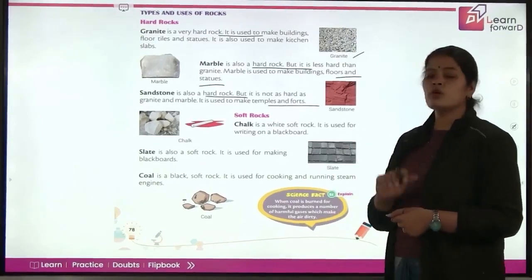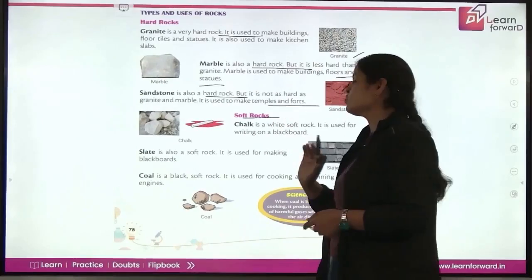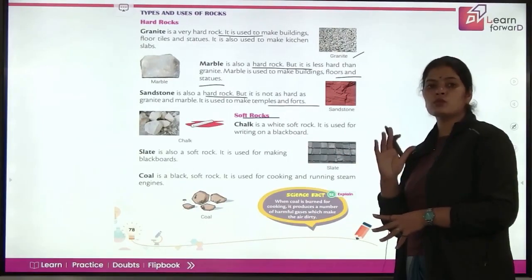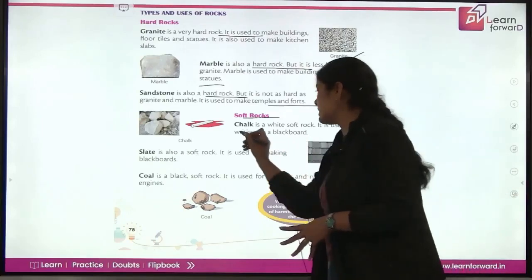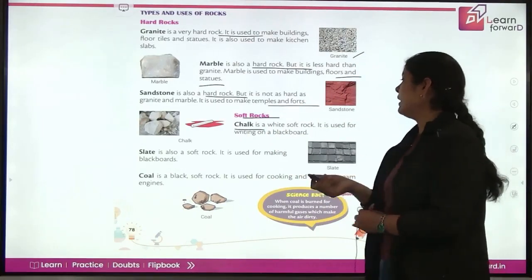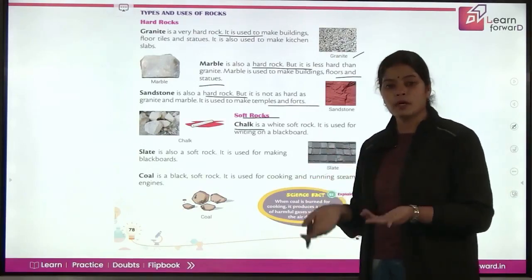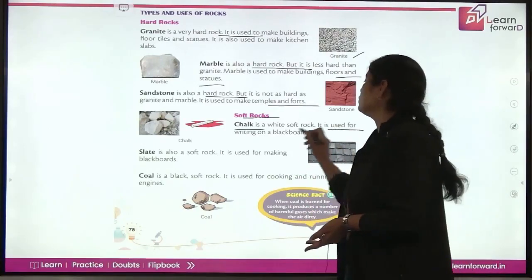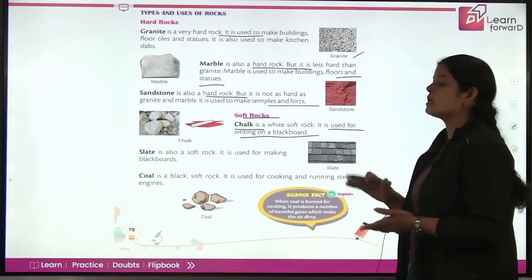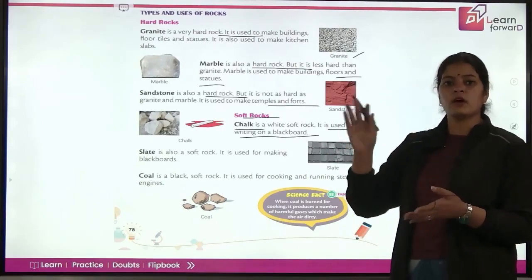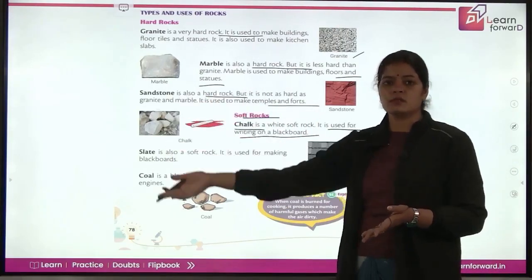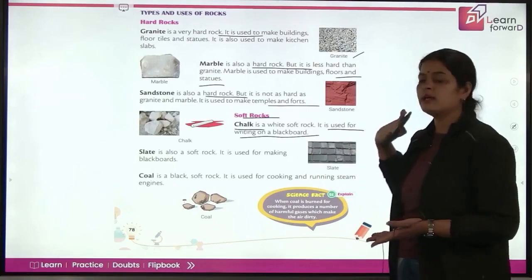Now come to soft stones, soft rocks. First and foremost, what we see in our schools is chalk. Chalk is a soft stone and it is white in color. We have all come across this chalk. It is used for writing on a blackboard or a green board. It is sometimes used nowadays. Everybody is having markers and whiteboards. But maybe 2, 3, 5 years back, we were using blackboards and chalks.